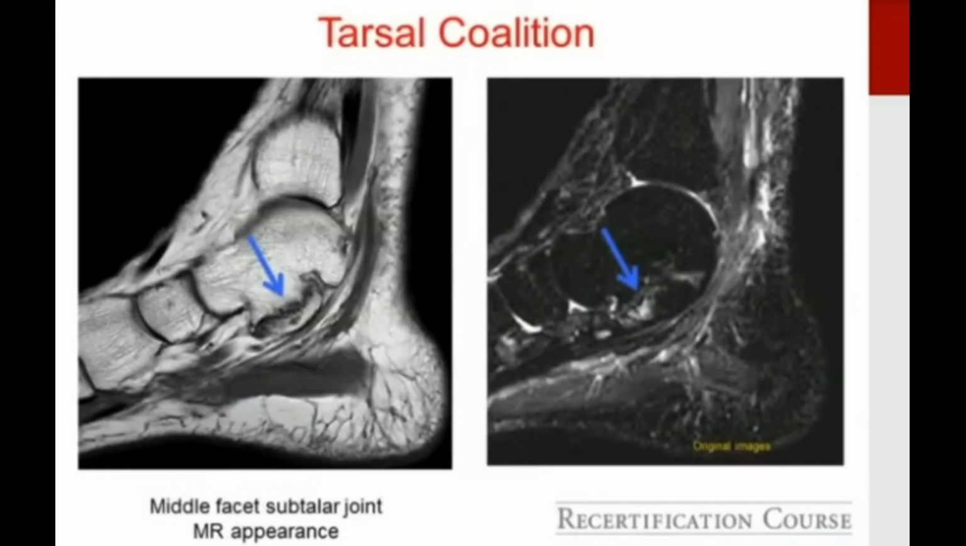Okay, tarsal coalition is also a hot topic item. You need to be able to identify the appearance of tarsal coalition. If you look at the normal talonavicular joint, you see that the cortex is linear and low signal and very smooth. But if you look at the cortex in the middle facet of the subtalar joint, you see that it's undulating and irregular. And on the T2 weighted sequence, we see adjacent edema in the bone, indicating stress-related changes across the joint space. So this is an abnormal fibrous coalition, middle facet subtalar joint associated with reactive marrow edema.